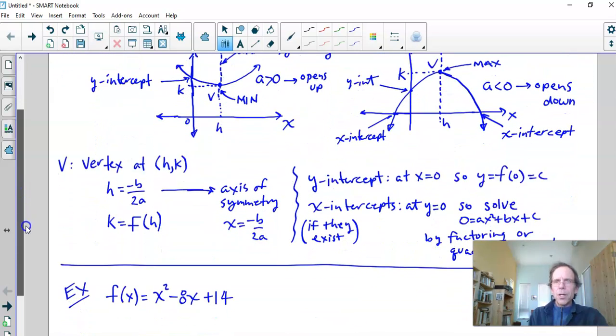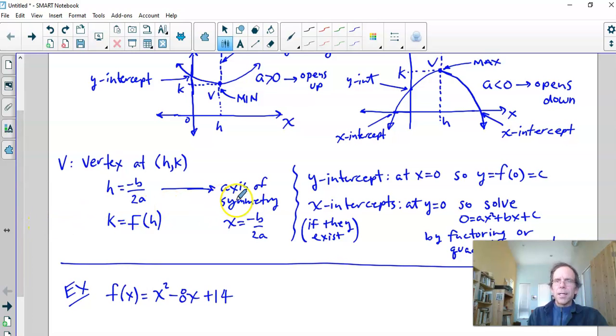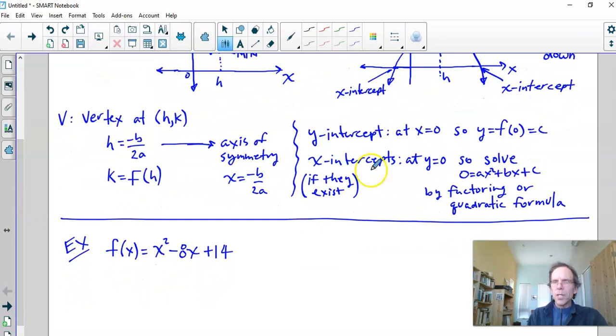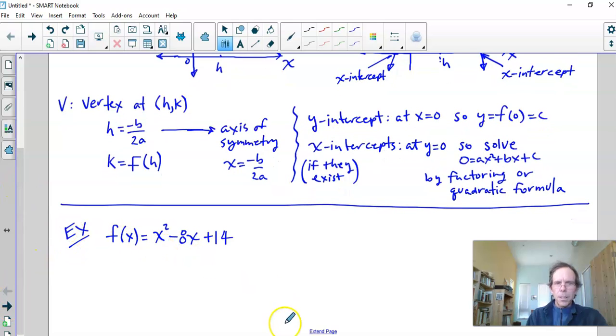All right. Sometimes, and not always, the graph will cross the x-axis. And if the graph does cross the x-axis, then you get these points called the x-intercepts. How do you find those? Well, they're located where y is 0. So you set the function, remember the function f(x) is y, equal to 0, and you solve. We know how to do that. We either use factoring, if it's factorable over integers, or we can use the quadratic formula. Okay, let's do an example here.